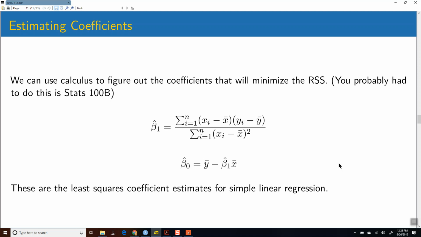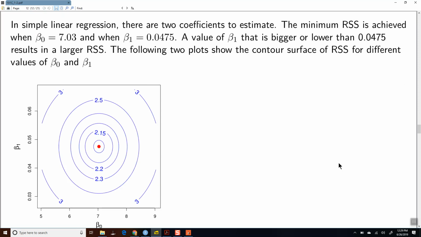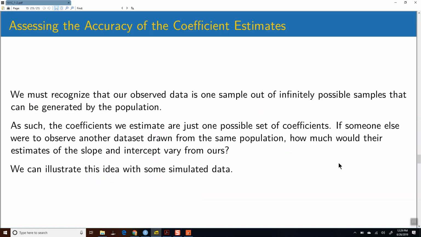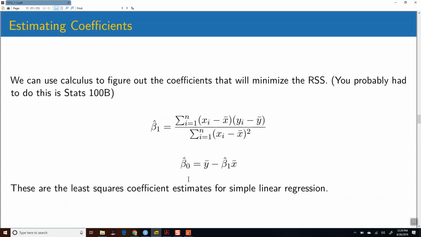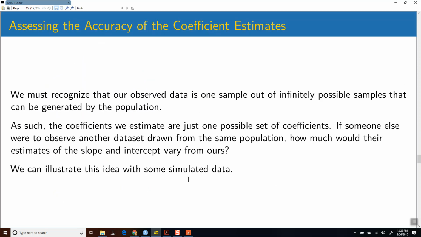Is this all okay? This is all good? Okay. So anyway, you've done all this work, and you arrive at this, and you say, this is what our best fitting line is going to be. We have the slope that minimizes the sum of squared residuals. We have the intercept that minimizes the sum of squared residuals. Okay, are we done?